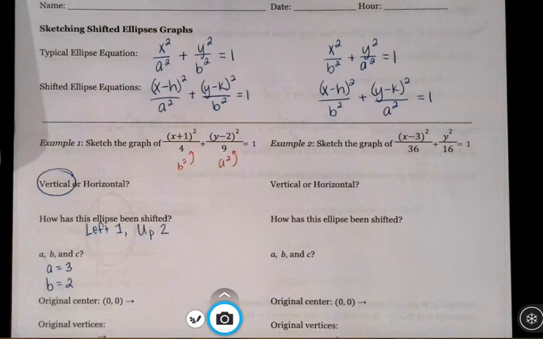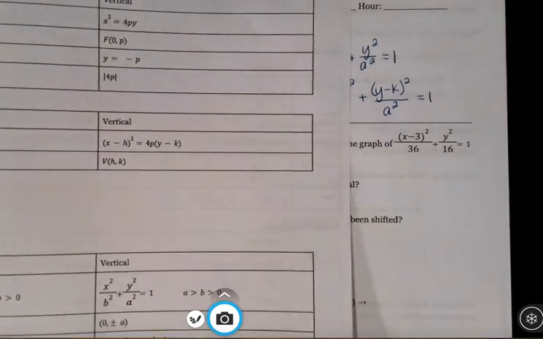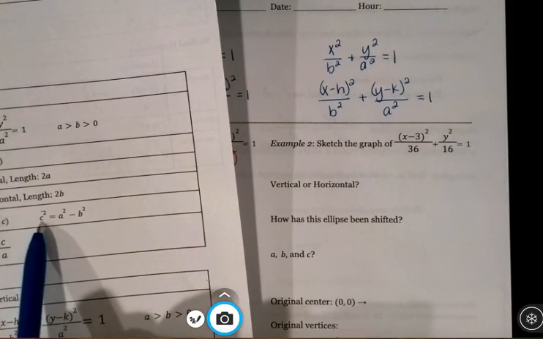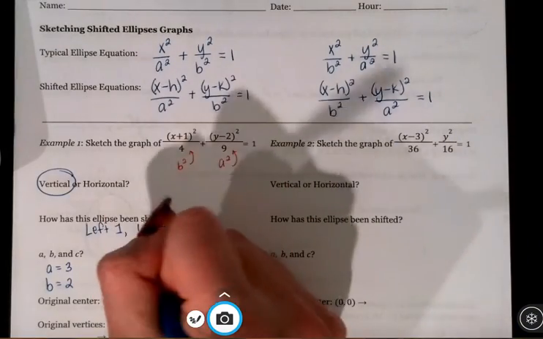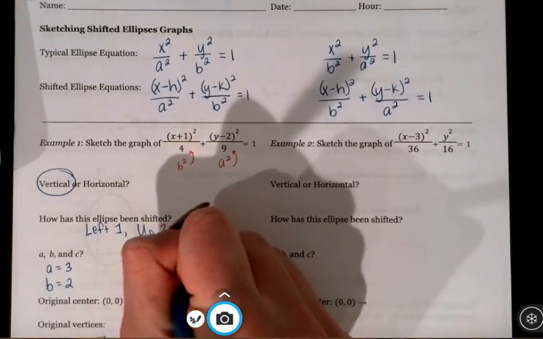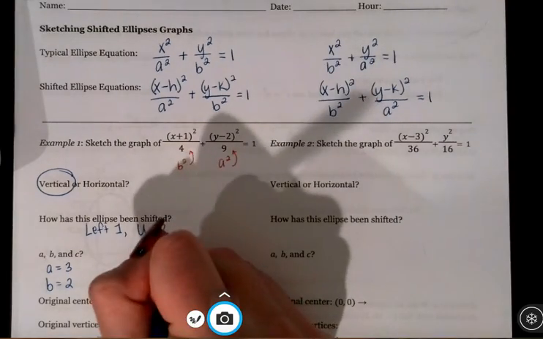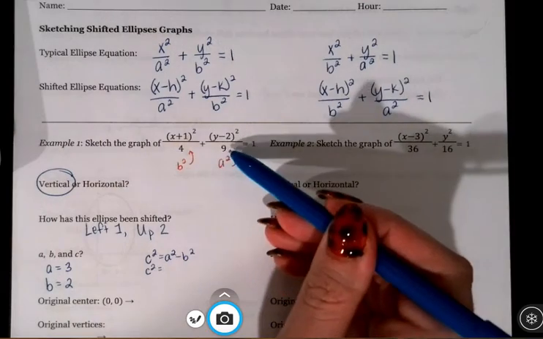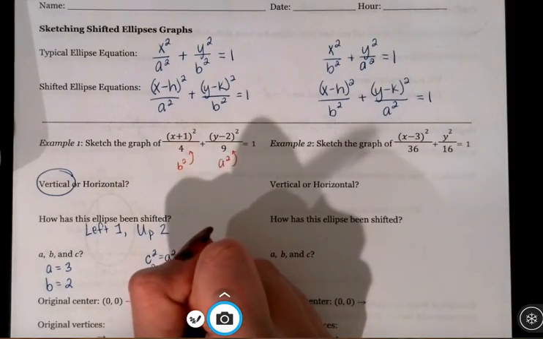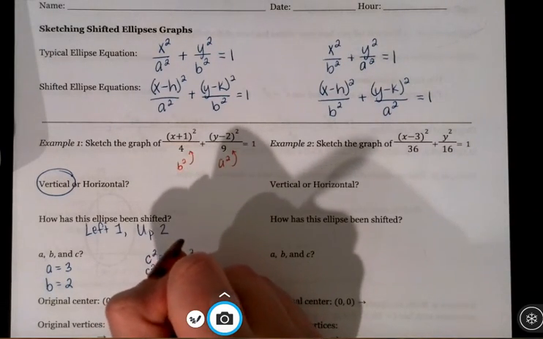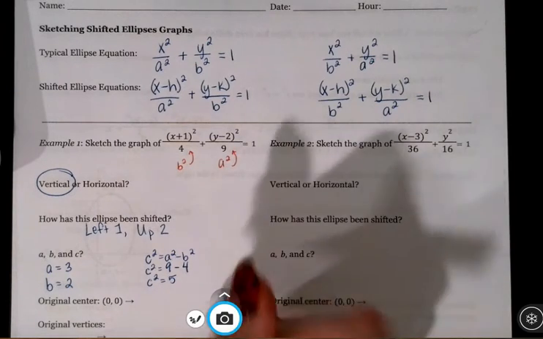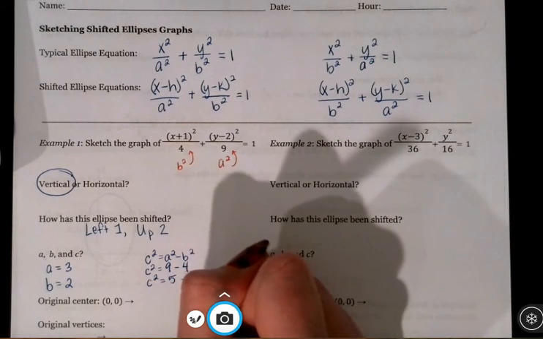To find my c, I want to use the formula that is on my formula sheet, so I'm going to show that. Let me scoot this up a little bit. So this one right here, c squared equals a squared minus b squared. So that's what I'm going to use to find my c. So I'm going to plug in what I know. Well, I know a squared was 9. So I have 9 minus 4, because the 4 is my b squared. 9 minus 4 is 5. So that means my c is the square root of 5.